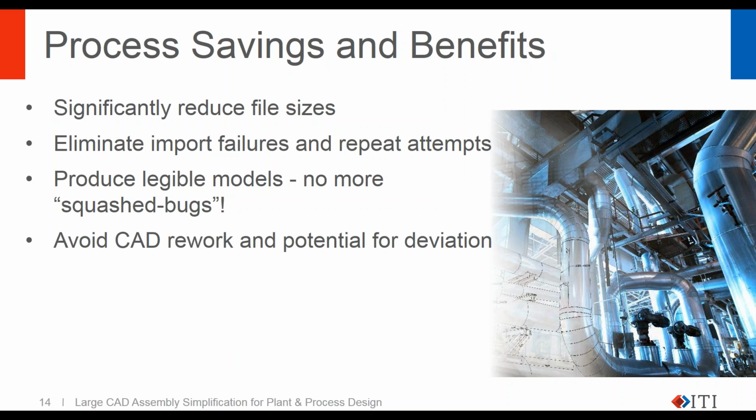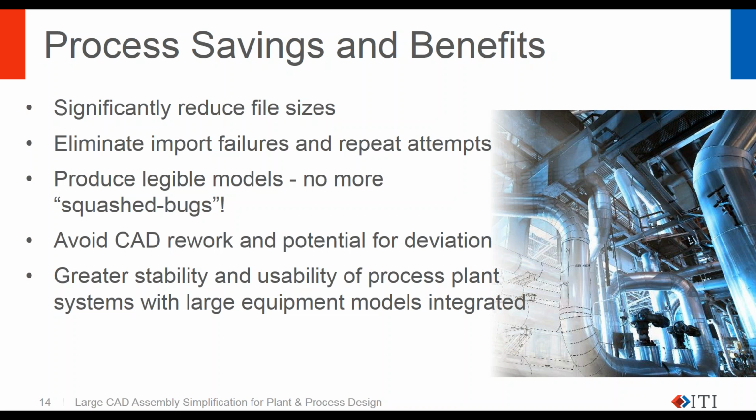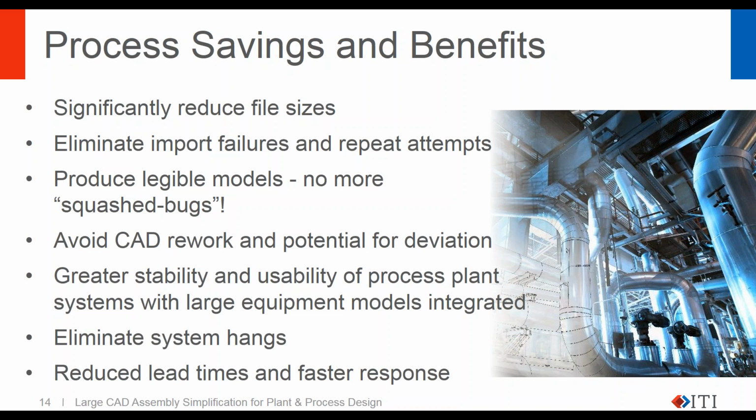There's also the potential for model deviation. If you try and read a model in and it doesn't come in, somebody might try and remodel it themselves. Well, you could get design deviation and things not positioned correctly if they do that. The simpler model, the smaller model, should give you a greater stability in your process plant system as these large equipment models are integrated. Hopefully that would also eliminate system hangs that we've seen quite a lot. And ultimately, it will just reduce your lead times and give you a faster response as new pieces of equipment are delivered and need to be integrated into the plant design system.